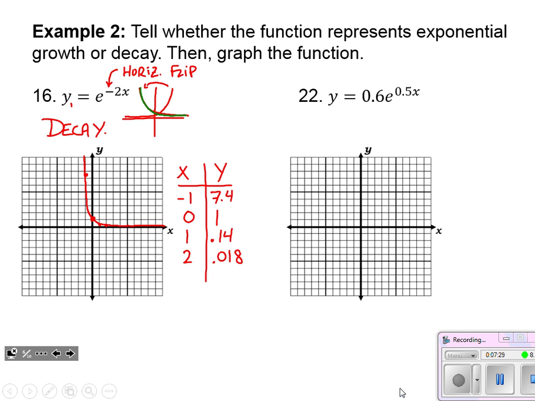Let's look at number 22. Okay, we've got 0.6 times e to the 1/2 x, or 0.5x. Now you'll notice it is raised to a positive number times x in our exponent, so that means there's no horizontal flip involved, so that function is going to show the typical e to the some power that we would anticipate. All right, so we're expecting this to show us growth in our exponential graph, expecting it to look something like this off to the right.